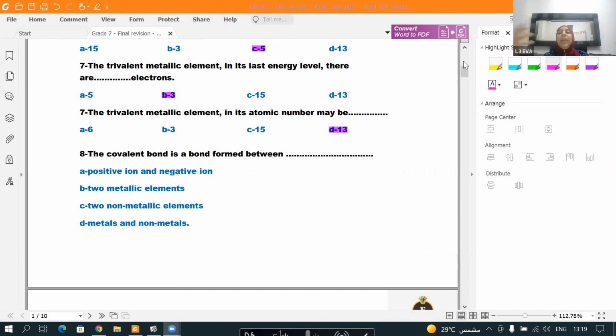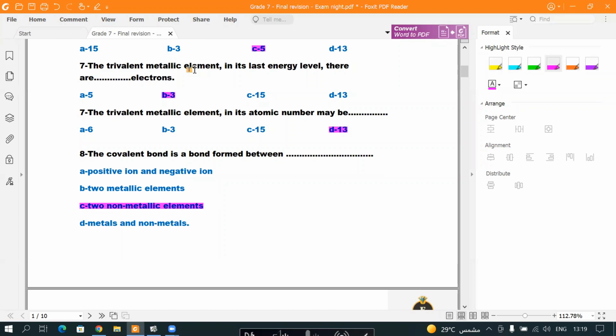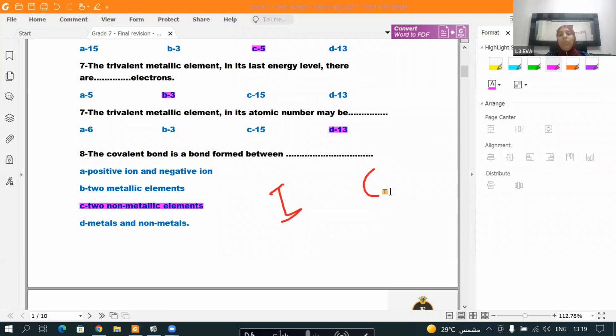Covalent, they share the electrons together. Okay, they don't lose or gain, they share. So which element depends on sharing? Two non-metallic elements. Okay, we have, guys, two kinds of bond, the ionic one or the covalent one.